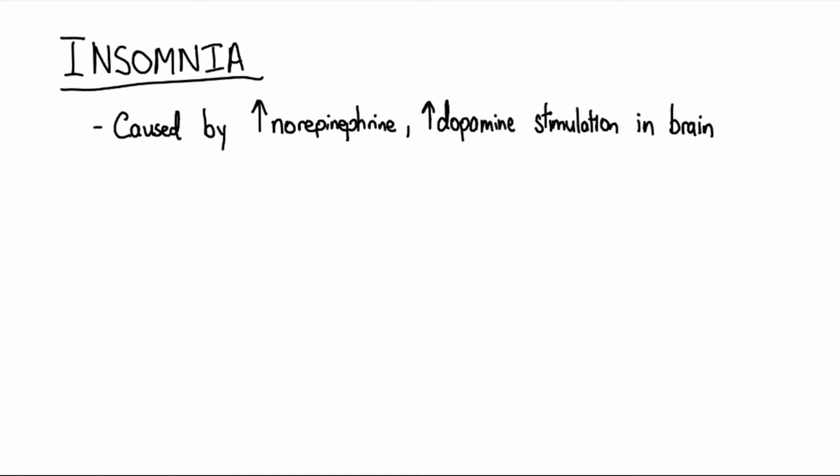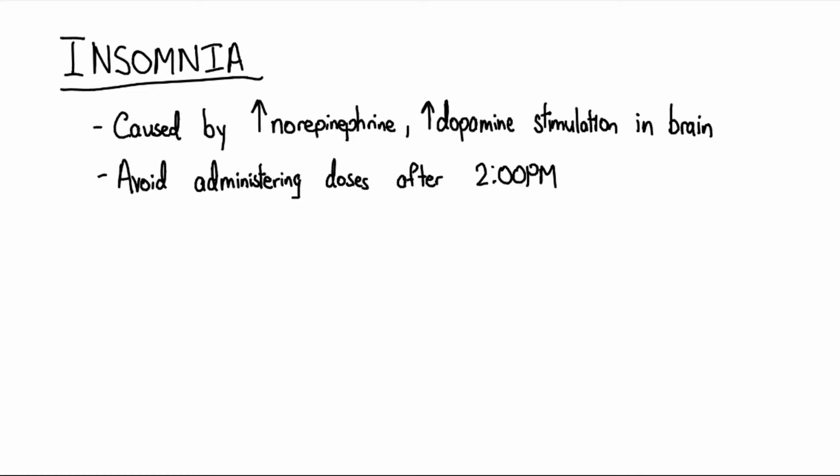Secondly, insomnia can occur with these stimulant medications, as they function by causing an increase in the amount of norepinephrine and dopamine stimulation in the brain. This side effect can be managed by avoiding the administration of this medication in the afternoon, evening, and nighttime. Ideally, avoid administering doses after 2 p.m.